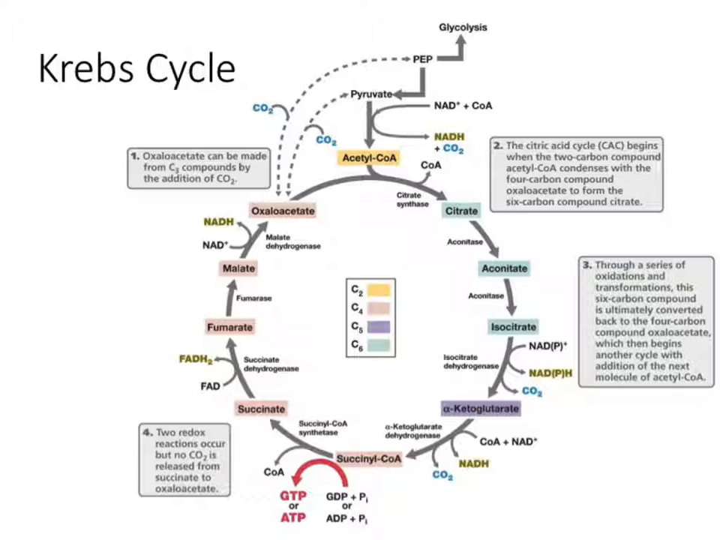Recall though, how many turns of the Krebs citric acid cycle, TCA cycle, do we get per glucose? 2. Right? Because how many pyruvate get produced at the end of glycolysis? 2. And there's going to be 2 of these turns here.